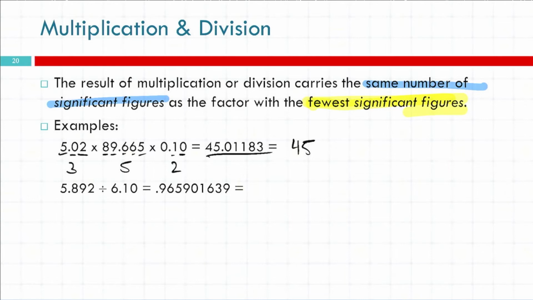But that's the correct answer because it reflects the precision of your least precise measurement. So if these were like the dimensions of a really weird skinny box, our lowest level of precision is this 0.01. And so that is the highest level of precision that we can report our answer to. So our worst measurement is the most precise we can be about our final answer.